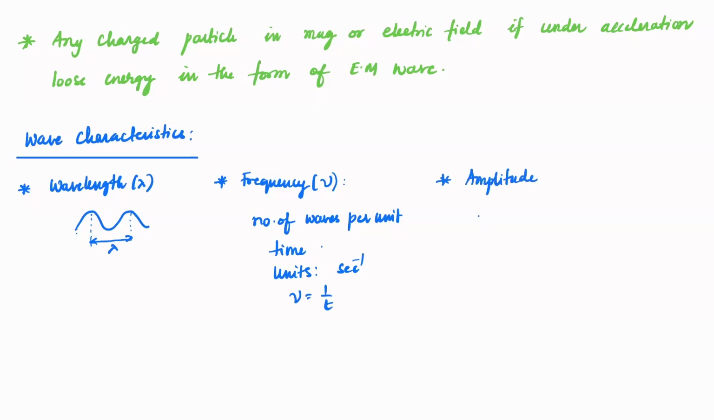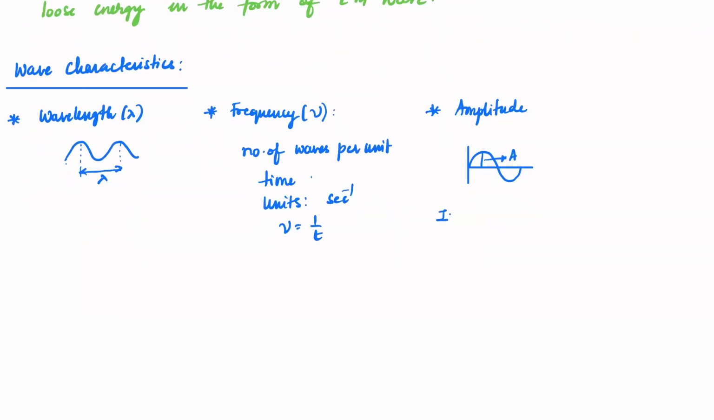Amplitude is about the height of the crest or the depth of the trough, like this. If you have a wave, this height is what we call amplitude. And the intensity of any wave is directly proportional to amplitude squared. Just for now, remember it. You will be learning more in detail in physics about how it is related, but for us, we just need to know the term.